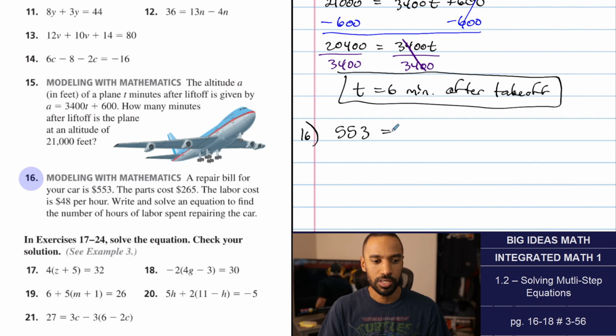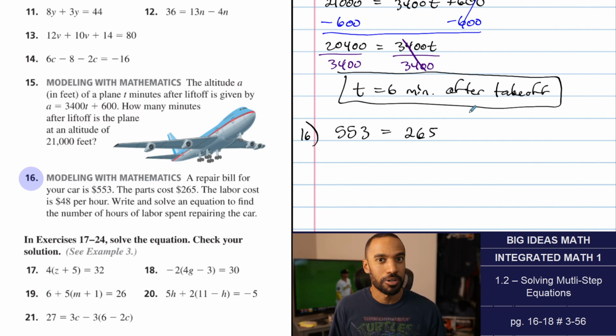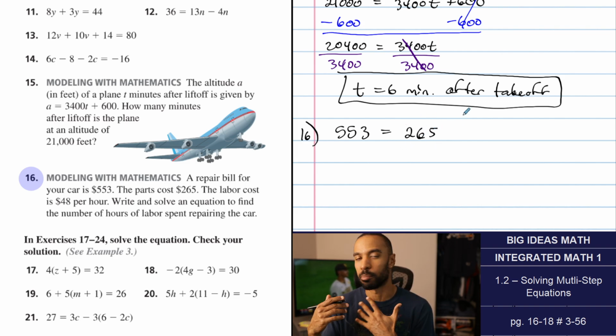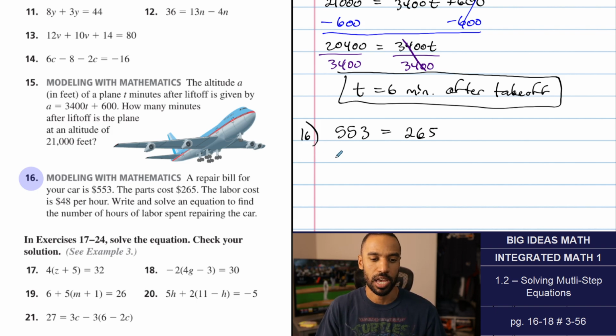We have the cost of parts is $265. That's a flat amount. Doesn't matter how much time it takes to do the repair. That's how much they spent on the parts themselves. That is just a constant amount, not affected by time. What is affected by time is the $48 per hour. And this is where we could talk more on units. I'm just going to say it out loud though.